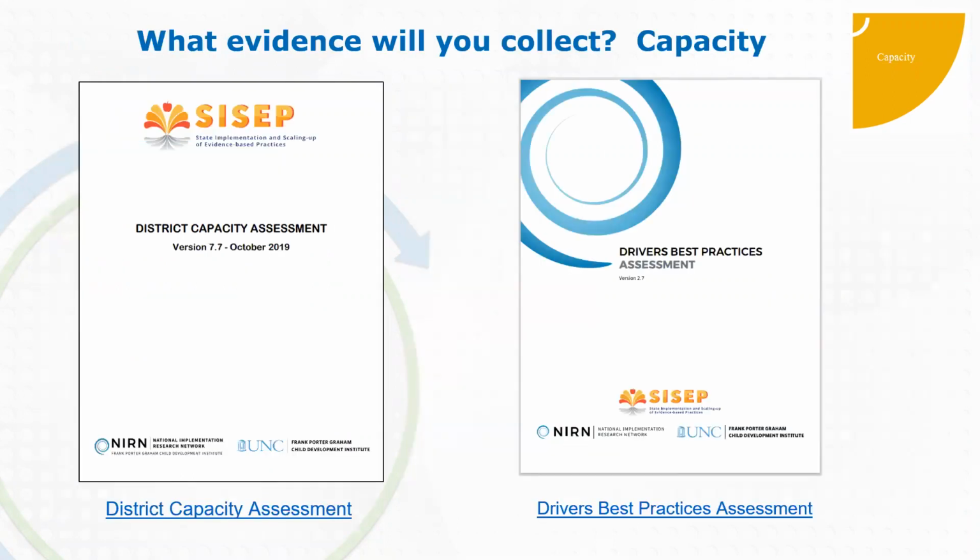There are two other tools that can help measure capacity as well. So the district capacity assessment, sometimes referred to as the DCA, can be used to measure the district's capacity to implement an initiative. So while sometimes associated only with MTSS, it can actually be used to assess the capacity to implement any initiative. The driver's best practice assessment is similar to the DCA, but is designed to be used by schools and identifies how well a school is making best use of the practices defined by implementation drivers, as well as what data you will need to collect around those drivers.